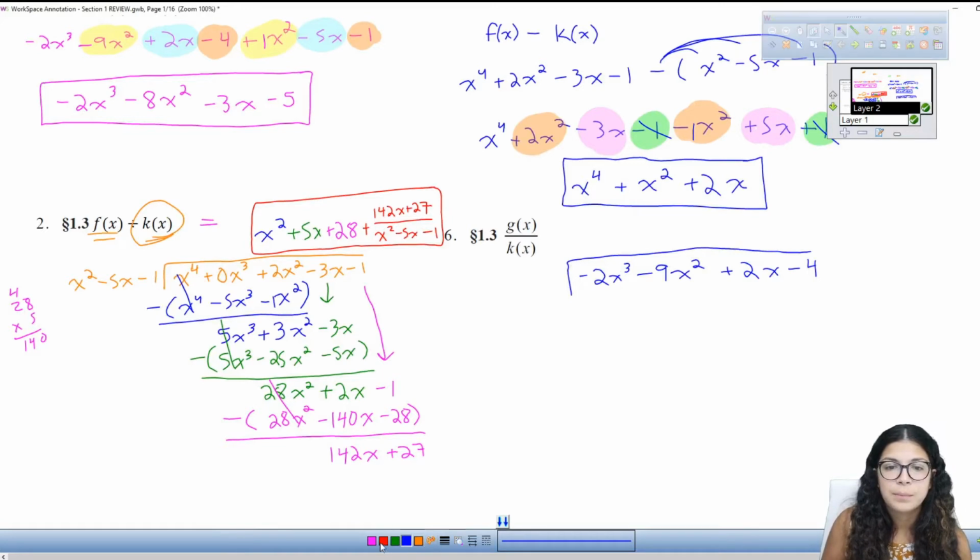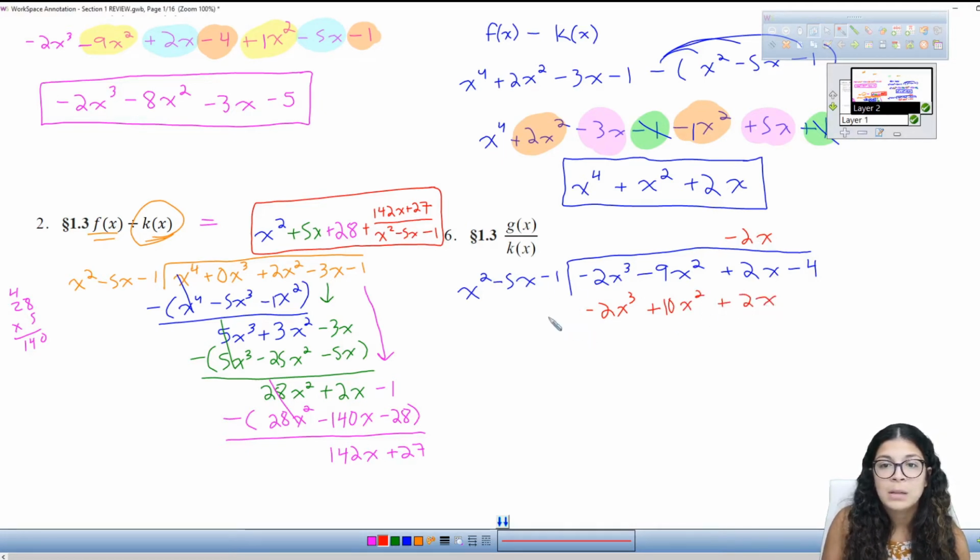All right. So let's go ahead and start with the division. So x squared multiplied by negative 2x would give me negative 2x cubed, which is what I wanted. Negative 2x times negative 5x is positive 10x squared. And negative 2x times negative 1 is positive 2x. Let's go ahead and subtract these two.